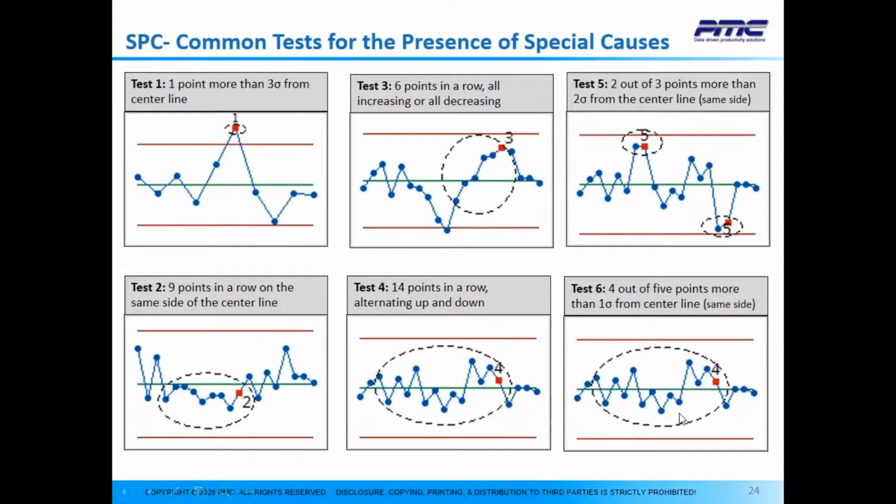Something's wrong here. I apologize. I think this chart is not the correct chart. I'll have to fix that. But it says 4 out of 4 points, more than 1 standard deviation from the center line.